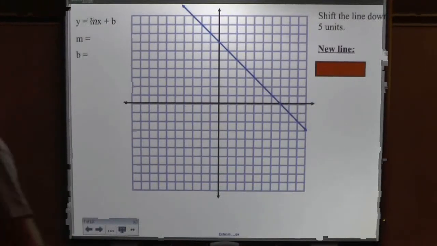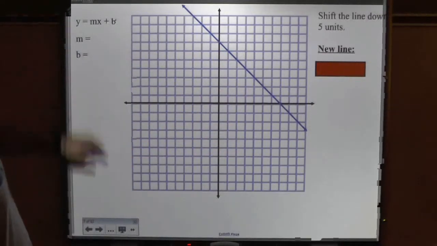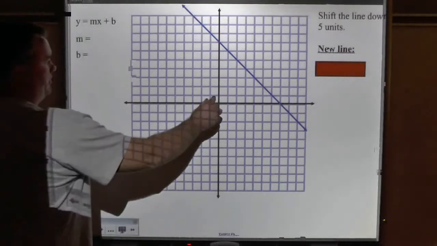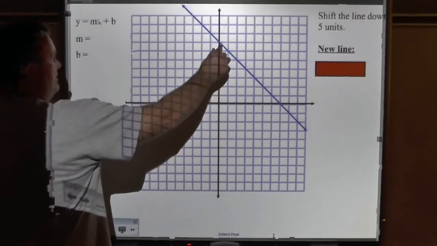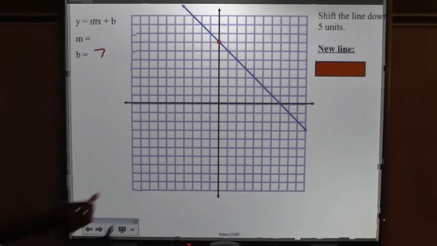Alright, so our last one. As we look at this one, we have a line that we need to shift down 5 units. So we have to figure out what the slope of this line is. So we'll find the slope and the y-intercept. First thing, y-intercept, real simple. 1, 2, 3, 4, 5, 6, 7. So the y-intercept is at (0, 7).